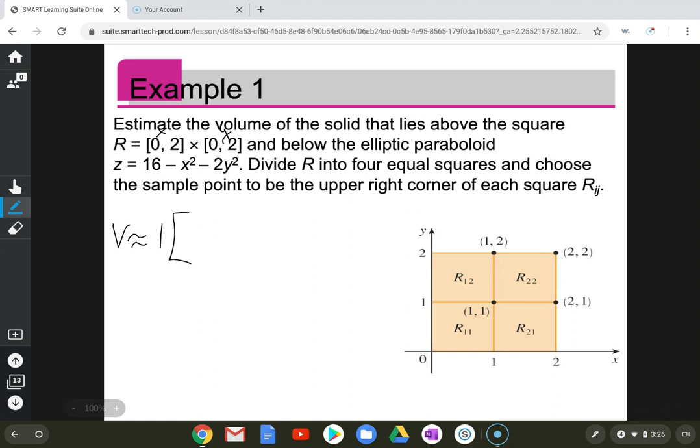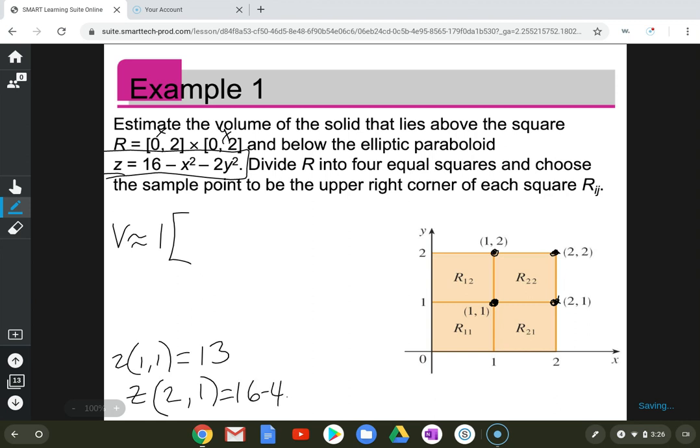So how are we finding our heights? We're plugging these 4 points into our z function. So if I did z of 1, 1, I get 16 minus 1 minus 2, which is 13. Z of 2, 1, I get 16 minus 4 minus 2, which is 10. Oh, please ignore the dog.